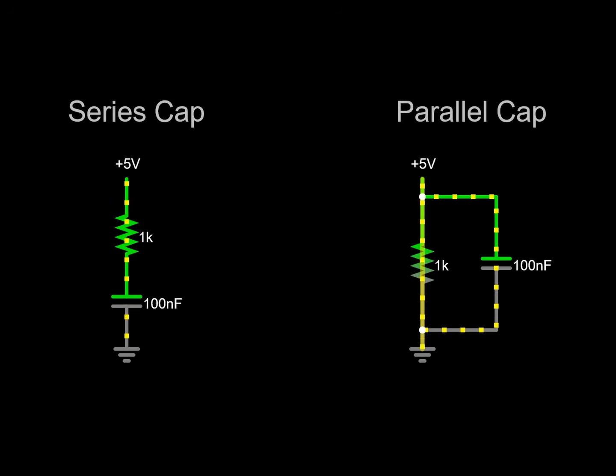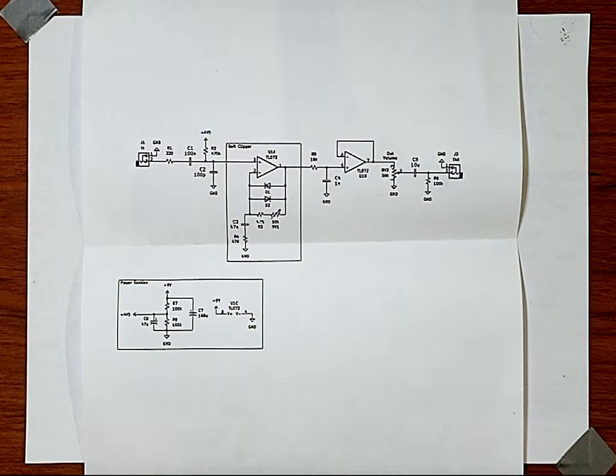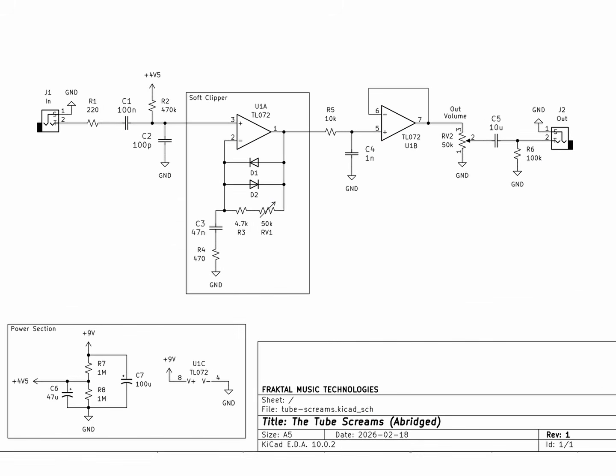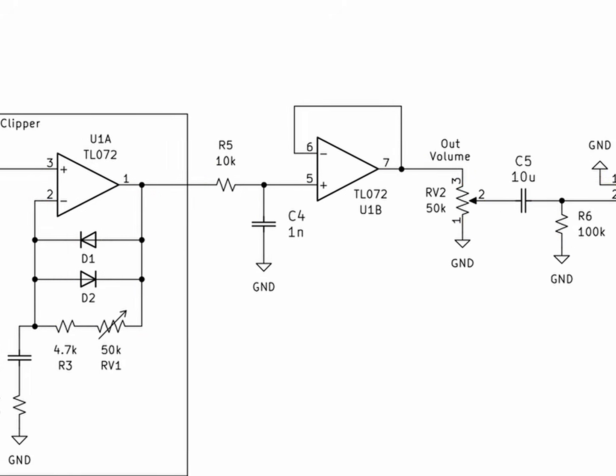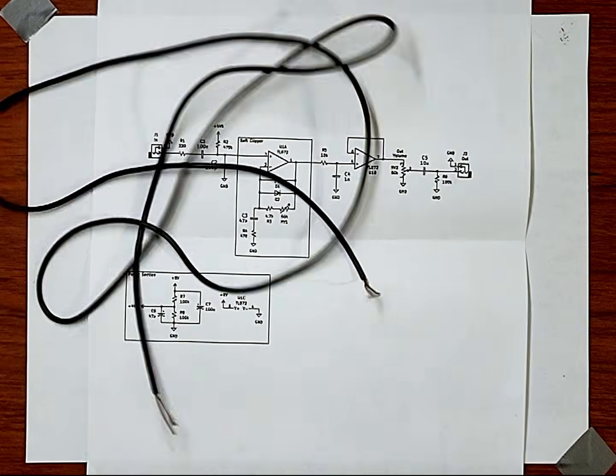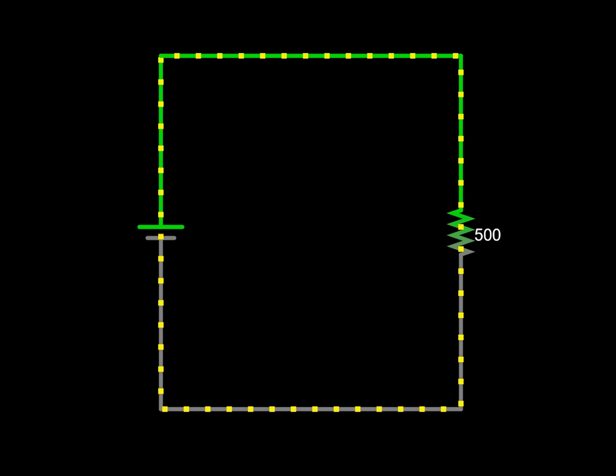I previously mentioned that caps behave differently when placed in series or parallel. Or do they? First, let's talk a bit about schematics. These show the components required for a given design and how they should be connected to one another. That's determined by these lines that represent the conductors. More often than not, that's wire. But let's start simple.